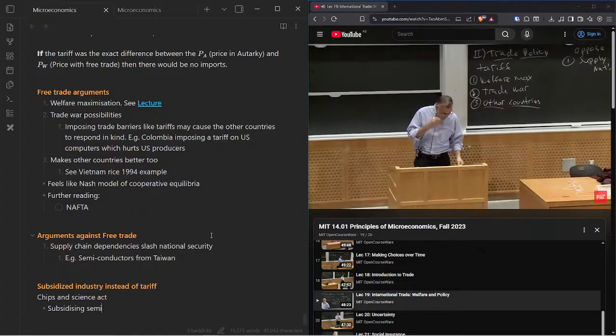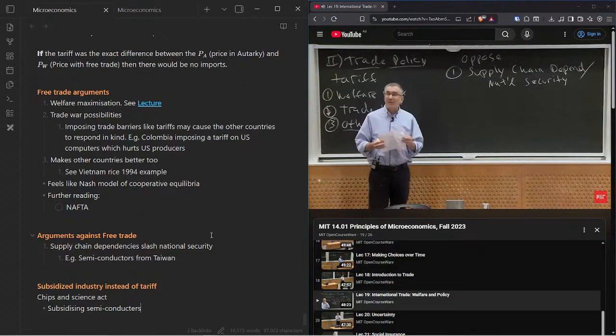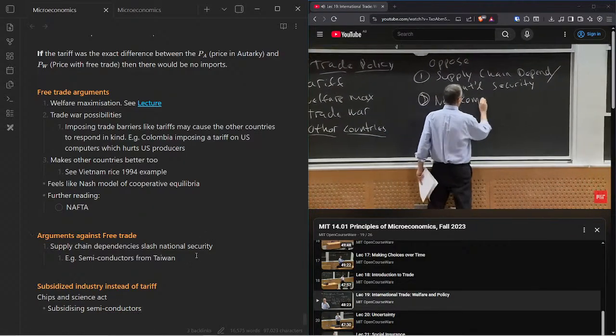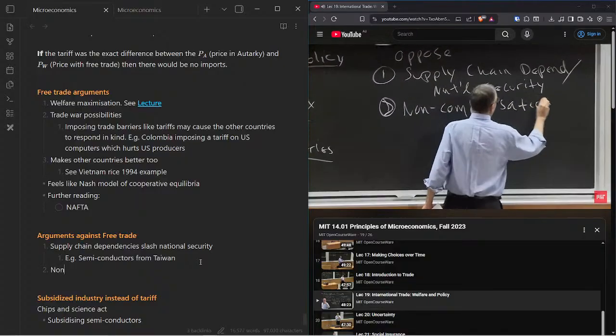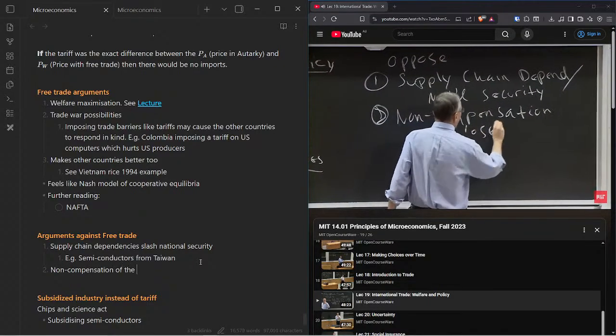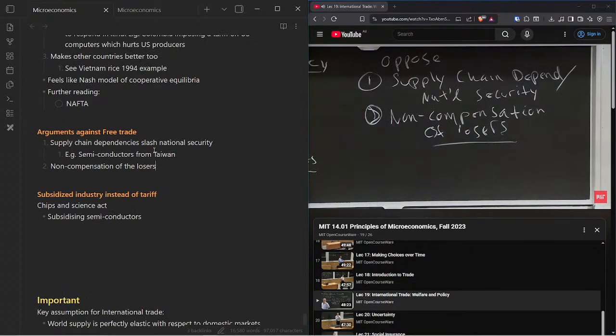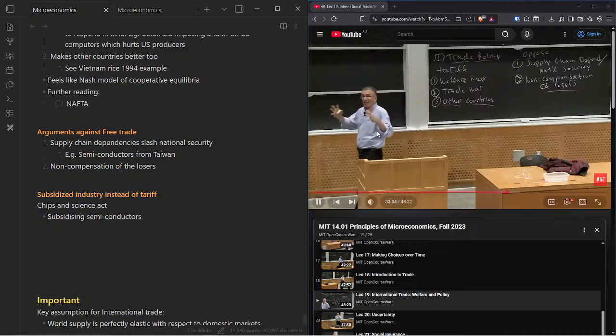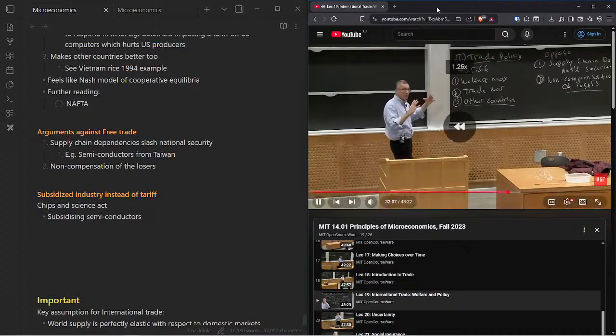Okay? The second argument is the one where economists have probably fallen down the most, which we might call non-compensation of the losers. The basic argument for free trade that I grew up with runs as follows. If you allow imports, consumers will gain more than producers will lose. As long as we take some of that extra and transfer it back to producers, everybody wins.